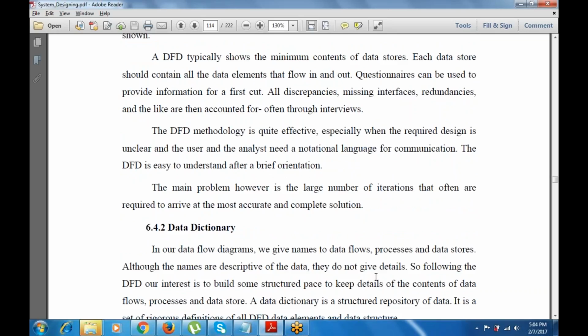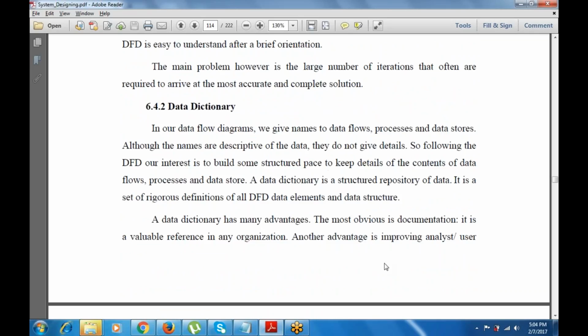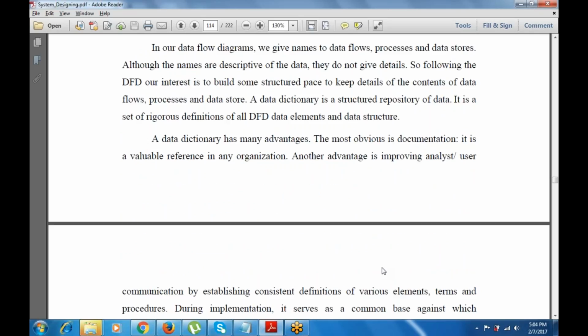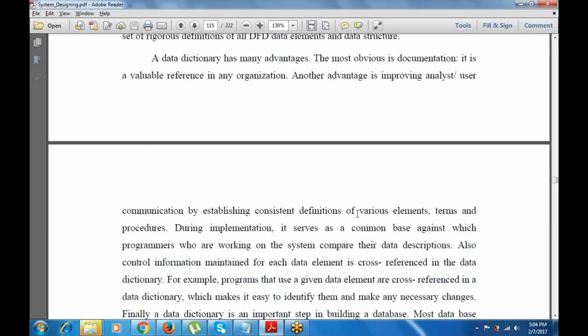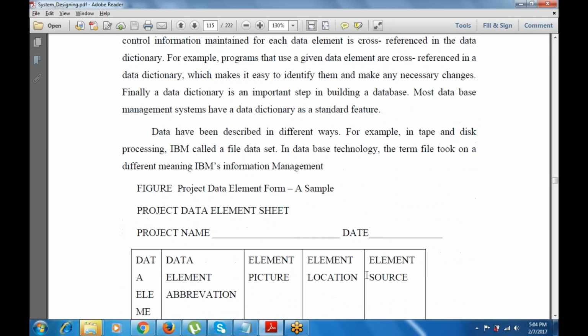Next is the data dictionary. We give names to the data flows, processes, and data stores, and it is used for the details. So we are following the DFD, which is our interest for structured analysis. It is used for communication and establishment, and consists of various elements, terms, and procedures, and during implementation it also serves with the data.